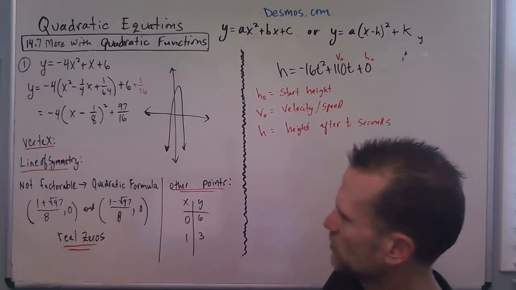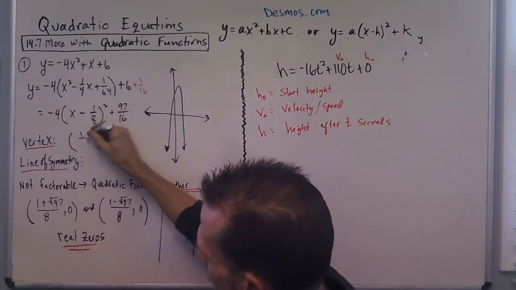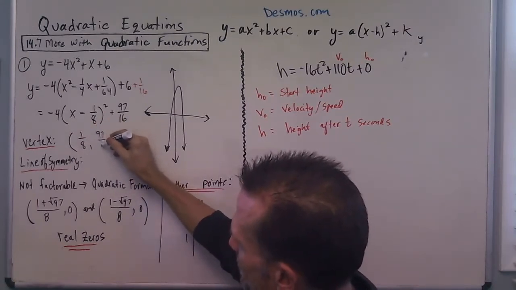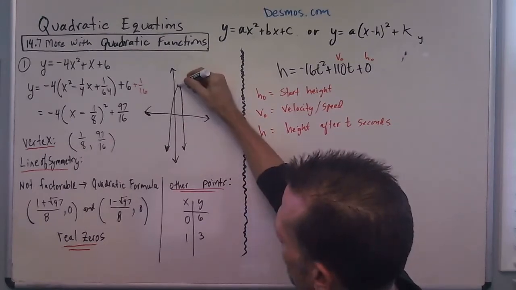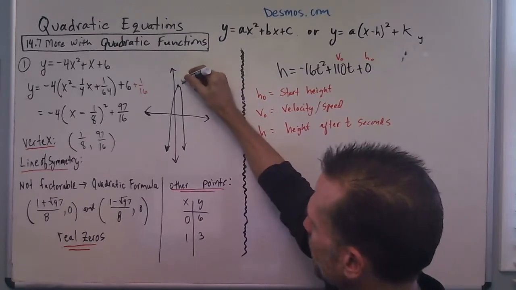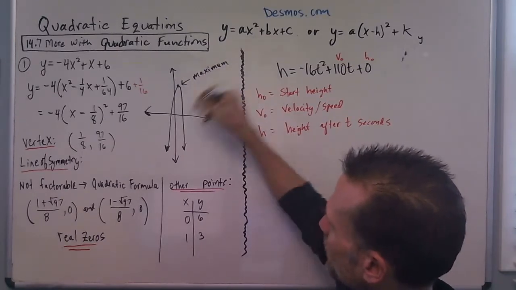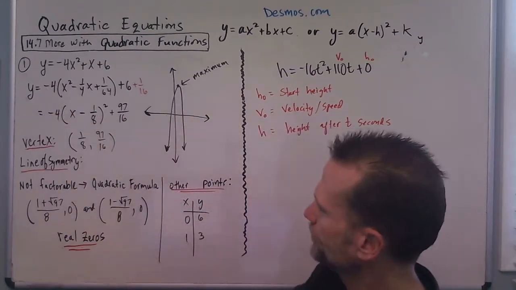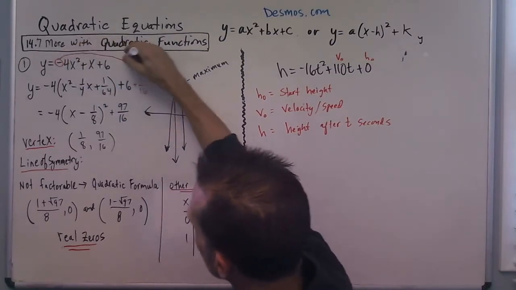So then we add this together and we get 97/16. And we get this messy vertex of 1/8 and then 97/16, which ends up being over here a little bit and then up here for the vertex. Now this vertex is a maximum, because of this negative right here, the parabola opens down.